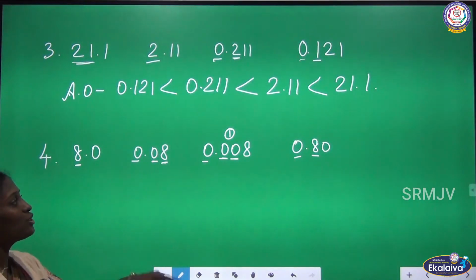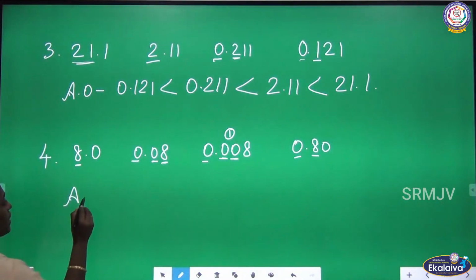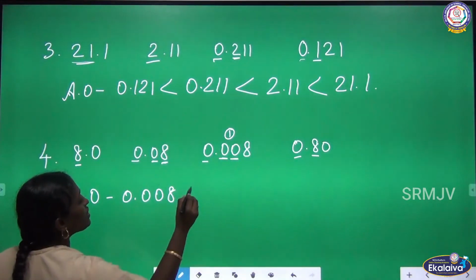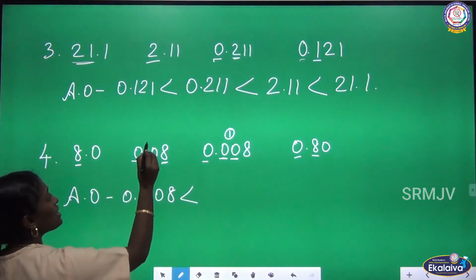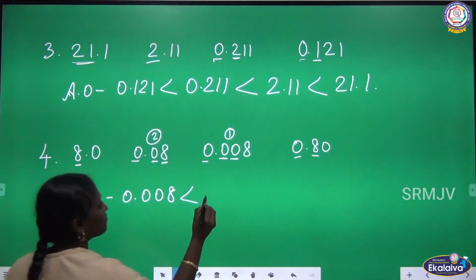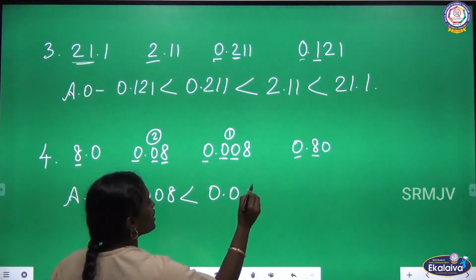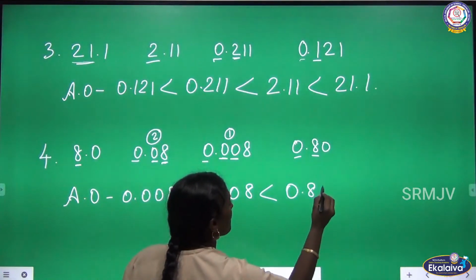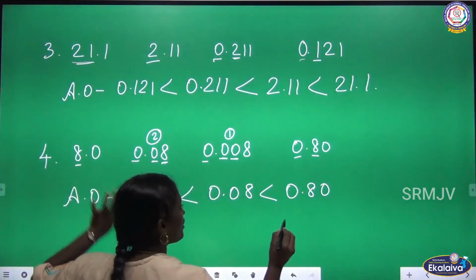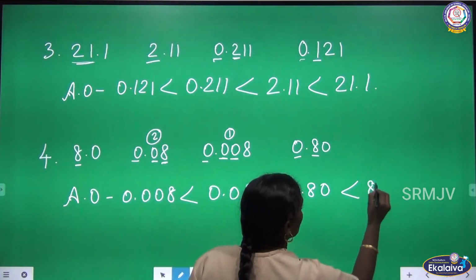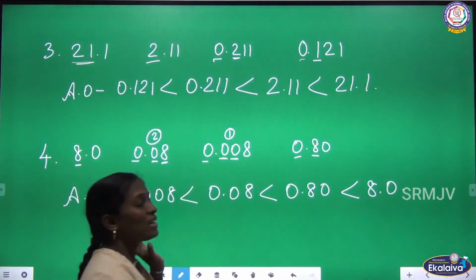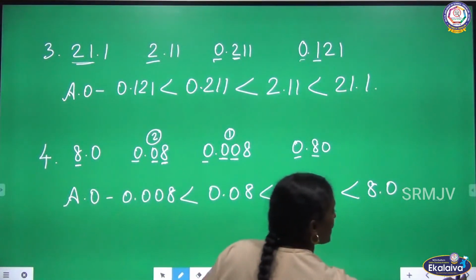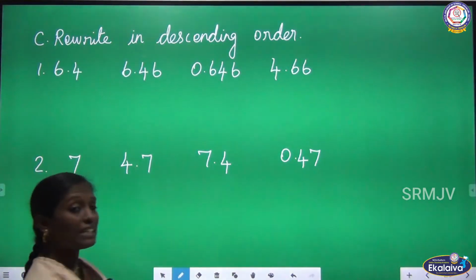So 0.008. Which is the smaller one? 0.008 is the smaller. Then the next one is 0.08. Then 0.80. Then 8.0 is the greatest number. So this is the ascending order for the given decimal numbers. Is it clear? Next we are going to arrange the decimals in descending order.